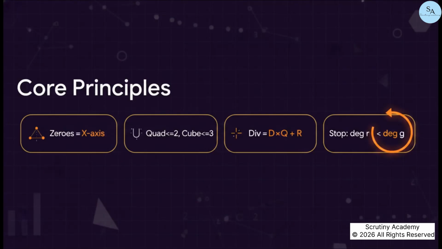I really want you to keep these 5 core principles highlighted in your mind. If you remember that division is just a repeating cycle and that you always stop when your remainder's power is smaller than your divisor's power, you will never ever get lost in a long division problem again.